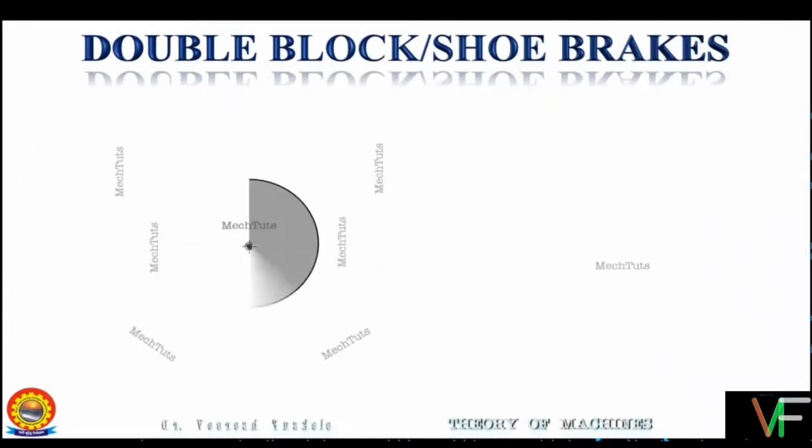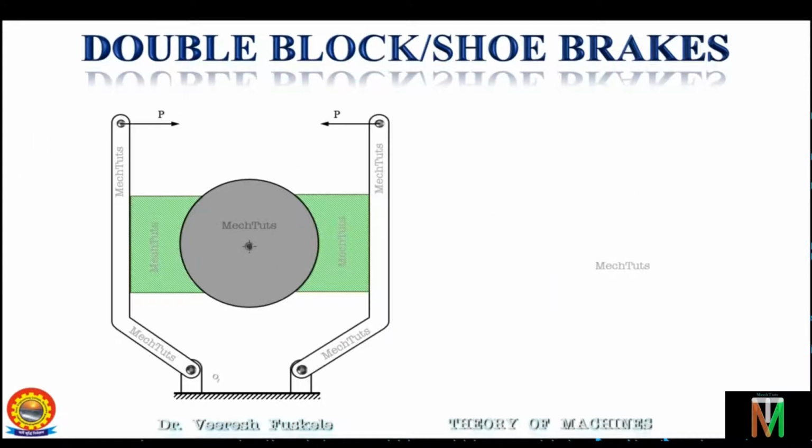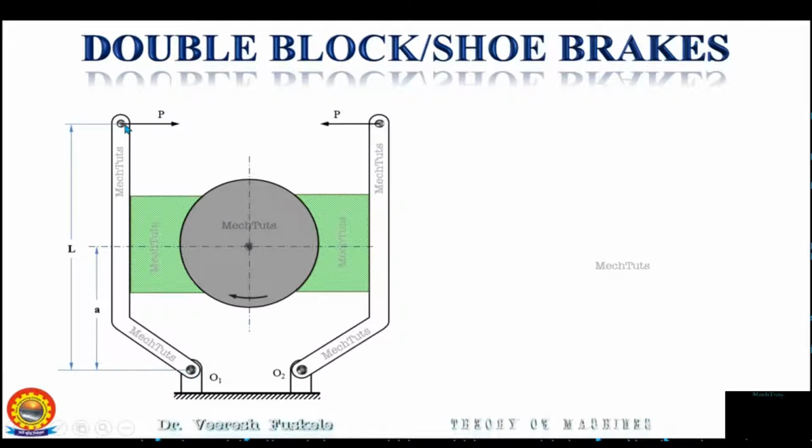So this is the drum and these are the two levers along with the blocks which are pivoted at O1 and O2. L is the length of the lever, or it is the distance of the fulcrum from the point at which the force is applied. A is the distance from the center point to the fulcrum. Now let's see the forces and try to draw the free body diagram.